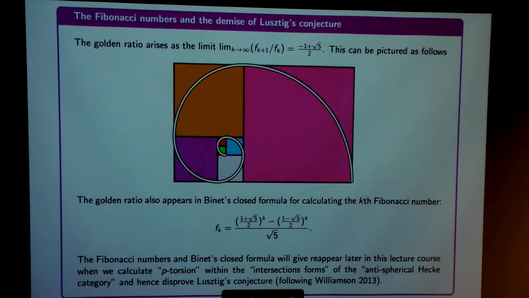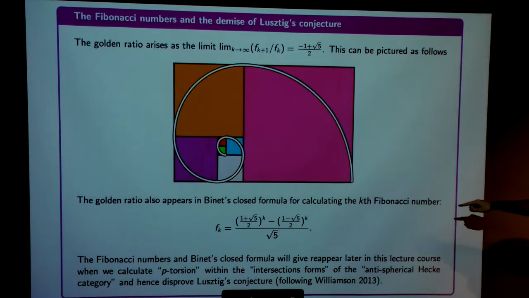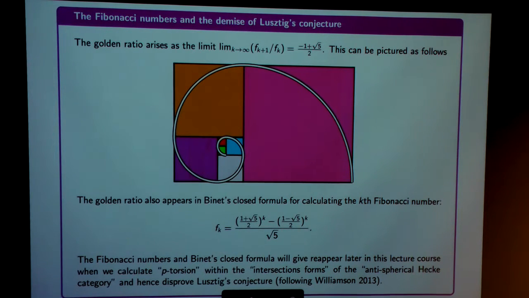So today I will tell you what the Hecke category is. Tomorrow I will calculate some easy intersection forms and show you what they're all about, and I'll show you some p-torsion. And then Friday I'll show you these Fibonacci numbers appearing in this context to disprove Lusztig's conjecture.